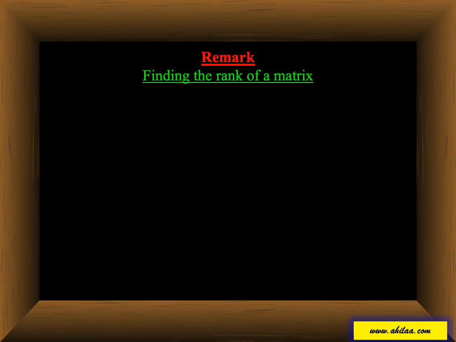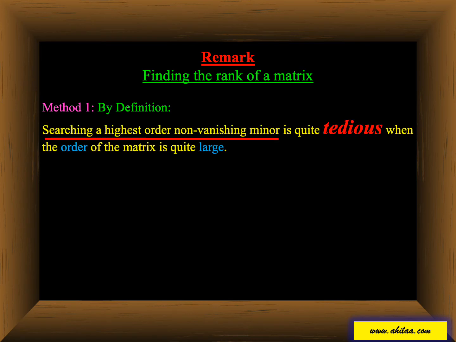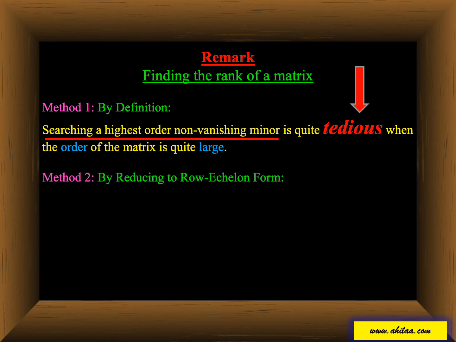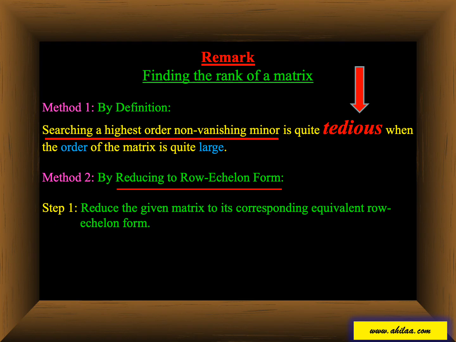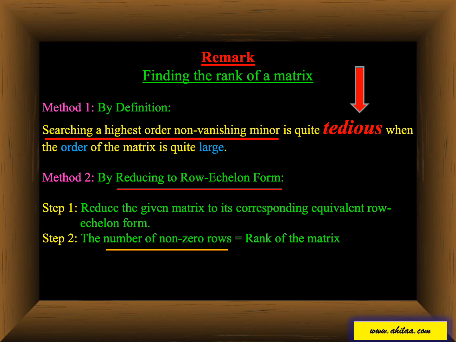Let us see a remark. Finding the rank of a matrix, there are two methods. First one is by definition method. Searching a highest order non-vanishing minor is quite tedious when the order of the matrix is quite large. Okay, it is a difficult method. Method 2 is by reducing to row-echelon form, which is the easy one. How we find the rank: step 1, first reduce the given matrix to its corresponding equivalent row-echelon form. Step 2, the number of non-zero rows equals the rank of the matrix. So very simple, you need to reduce to row-echelon form, then count the number of non-zero rows, which will give the rank of the matrix. Got it? Method 2 is the easy one.